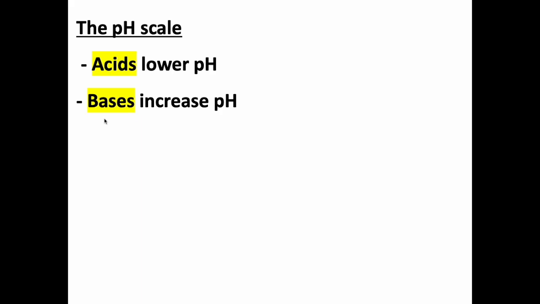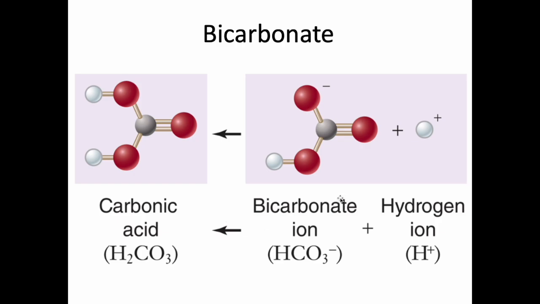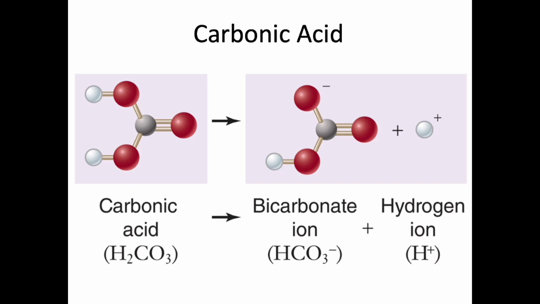So a base is not going to make these hydrogen ions just magically disappear. Usually, they're going to bind them to themselves. So let's take a look at a base. This is the bicarbonate base. The bicarbonate removes hydrogen ions from the solution by attaching it to itself, and removing hydrogen ions is going to increase the pH.